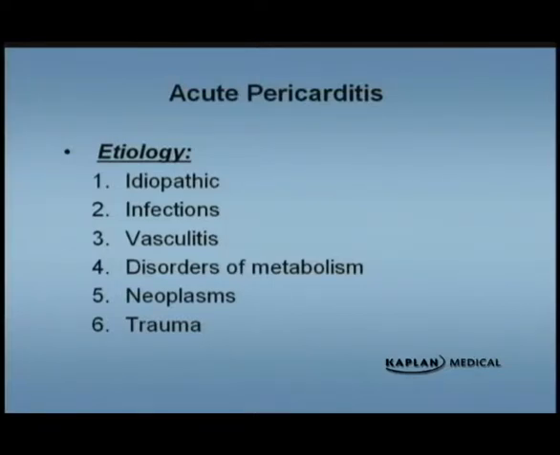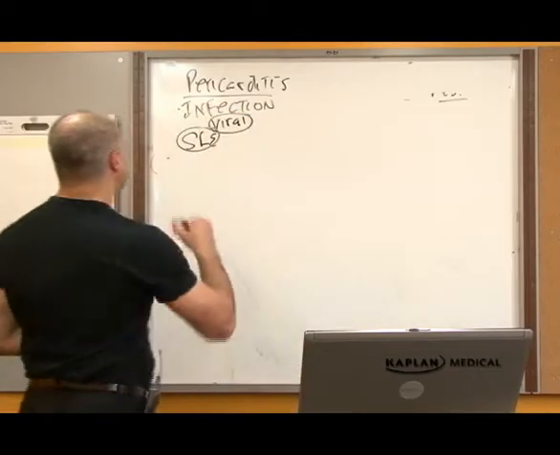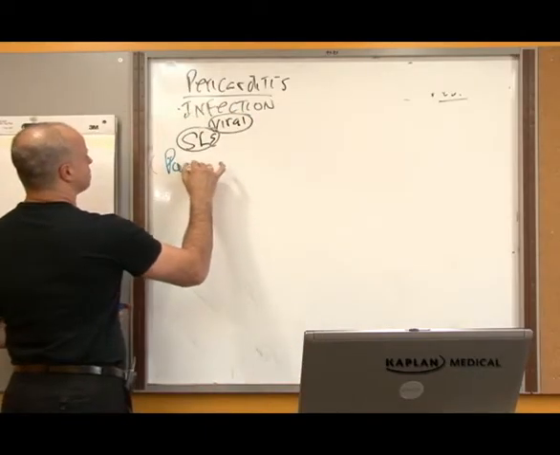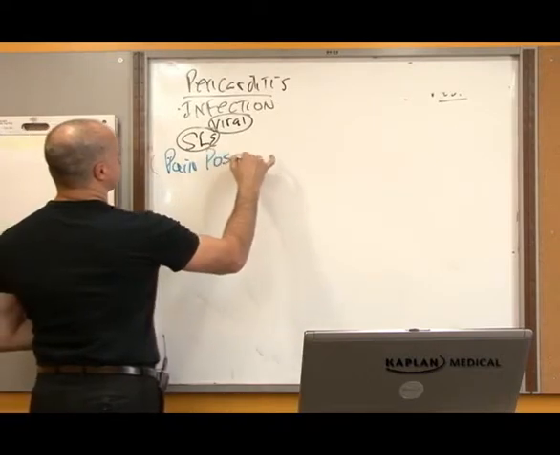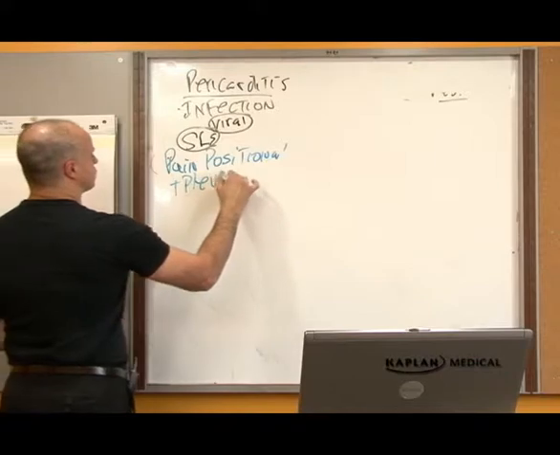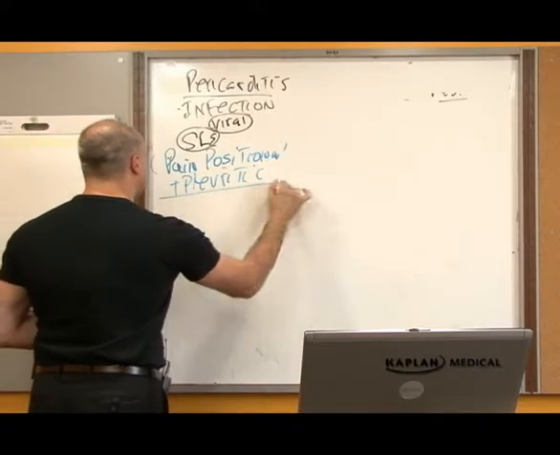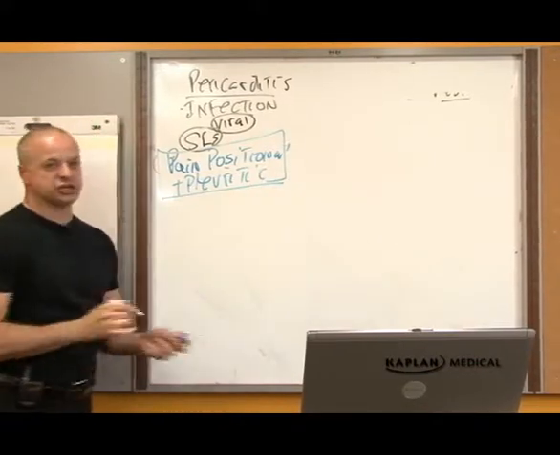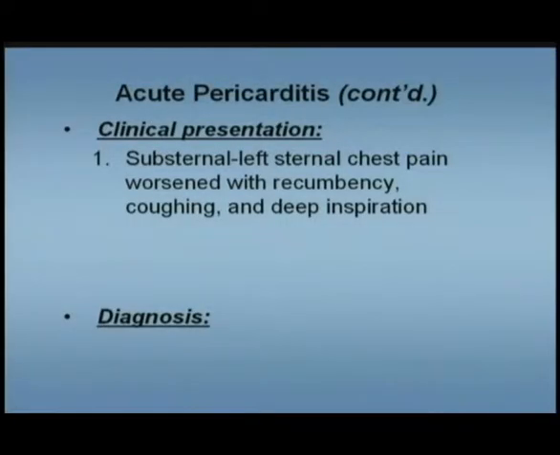Now, pericarditis is a functional disease. It has a problem with pain that is both positional and pleuritic. Pain that changes with bodily position and pain that changes with respirations. Chest pain that is both positional and pleuritic in nature.